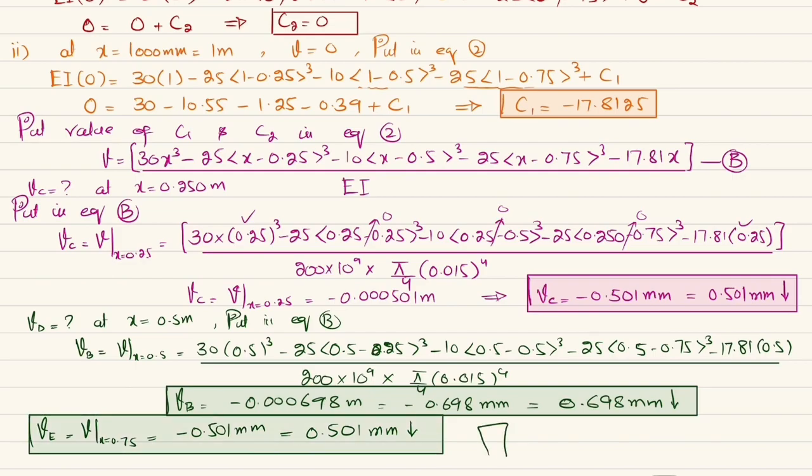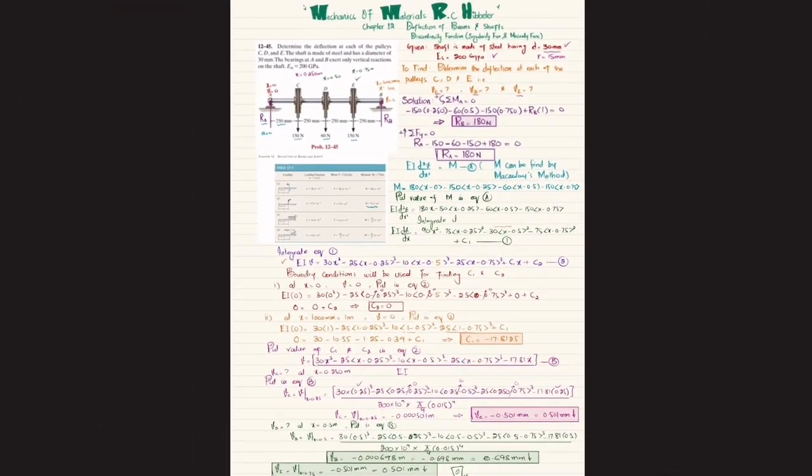So negative sign means that deflection is downward. You can easily solve this last part, just put the value, and I hope that you will solve it. And that was all about this problem 12-45.